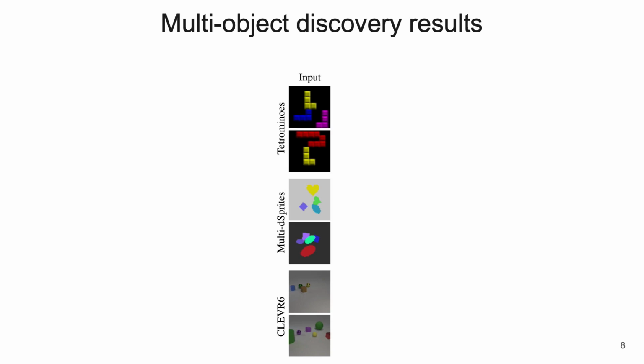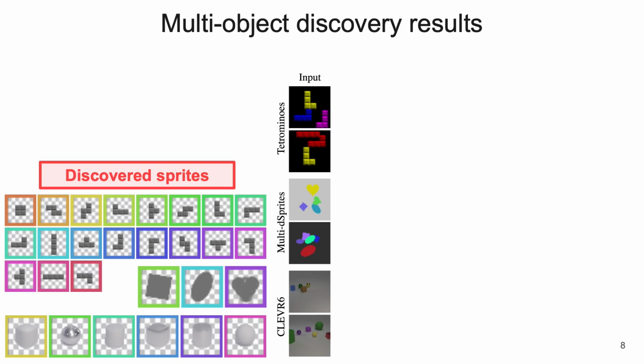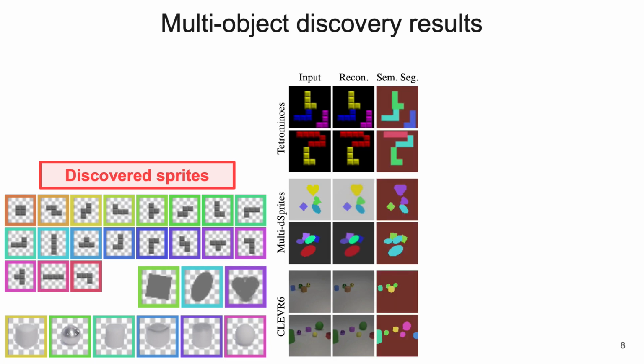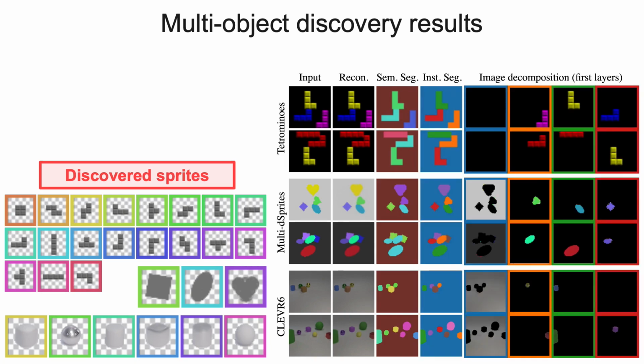We apply our approach on three standard multi-object benchmarks. First, we discover for each dataset different object categories without any supervision whatsoever. Using instantiation of such sprites, our predicted reconstructions match accurately the input images. By analysis by synthesis, we can then infer their semantic segmentation where each mask is colored with respect to the sprite used. Additionally, we can predict their instance segmentation where each color corresponds to a different instance. Resulting image decompositions are shown on the right.